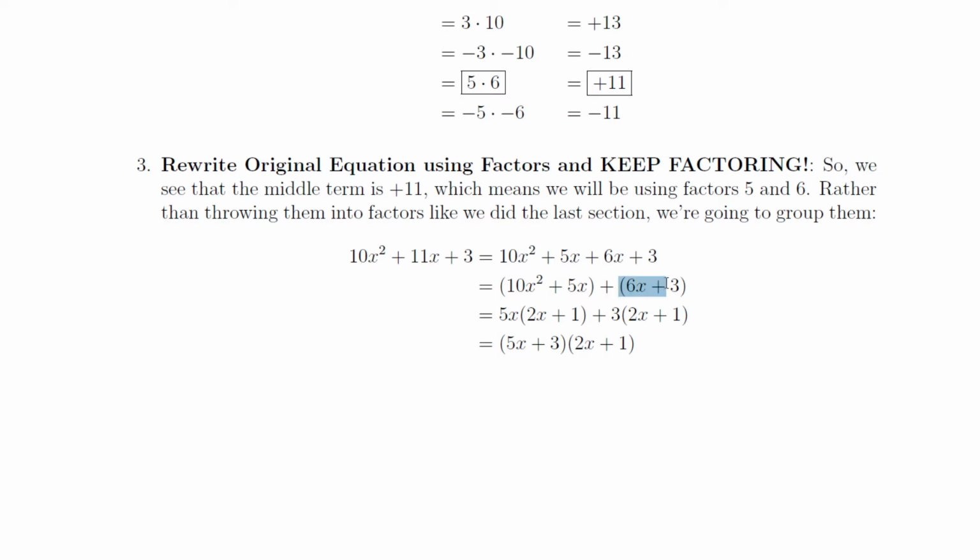I do the exact same thing here. The common number between 6 and 3 is going to be 3, so I'm going to pull the 3 out, and I'm left with a 2x plus 1. Now that I have this 2x plus 1 and this 2x plus 1, they're exactly the same, so I can group by combining this leading coefficient, this 3, and this 5x together into a single term. So this comes from the 5x and the plus 3.